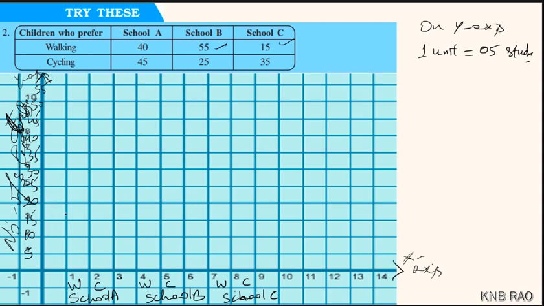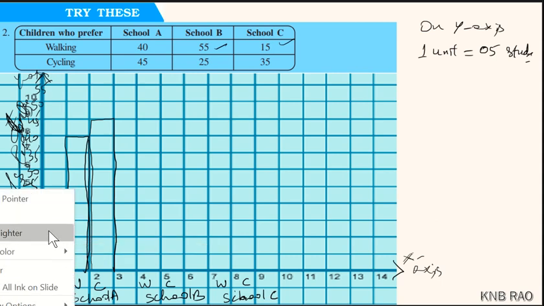In school A 40 students are walking, so I have raised the bar for walking here up to 40. And I can fill different colors for these bars because I am showing walking with one bar, and just beside it the number of students cycling I am showing as 45. So to avoid confusion, let me take a different color.